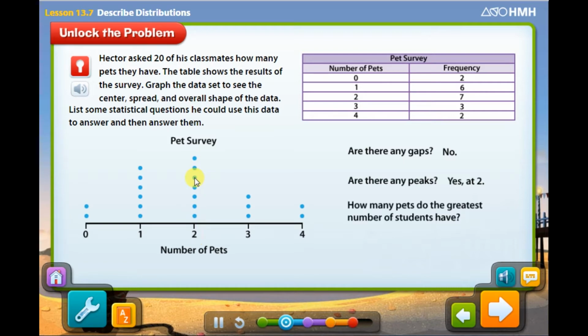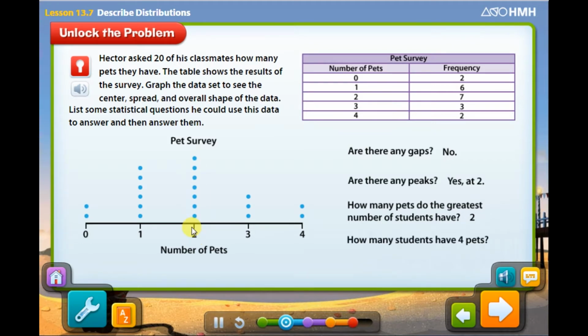Now that we have a graph, let's ask statistical questions about the data. A statistical question is one that asks about a value that describes a set of data. For instance, how many pets do the greatest number of students have? The greatest number of students have 2 pets.